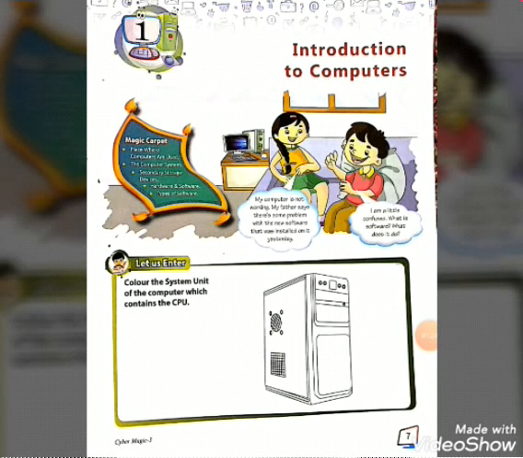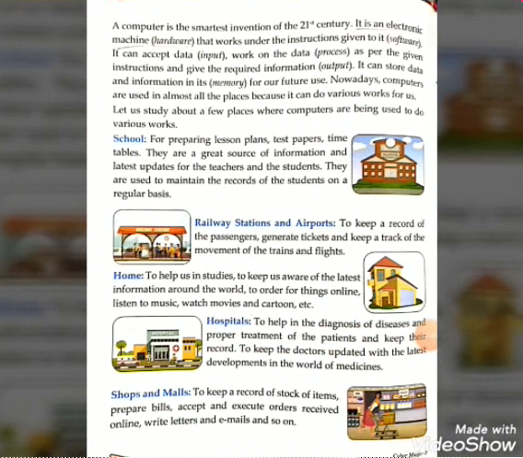My dear students, here you can see a picture of the CPU. You have to color the system unit of the computer which contains the CPU. I hope you all will do it at your home. Now, let's start our revision. Come to the next page, page number 8.